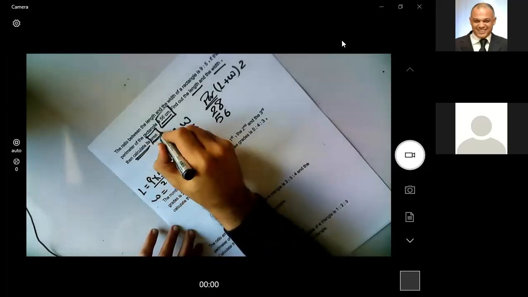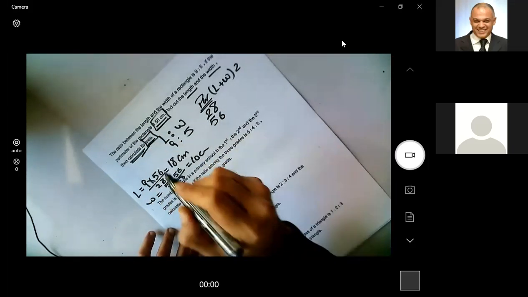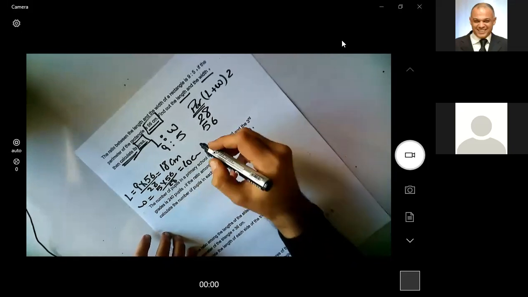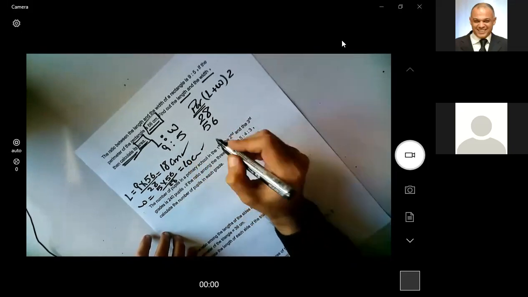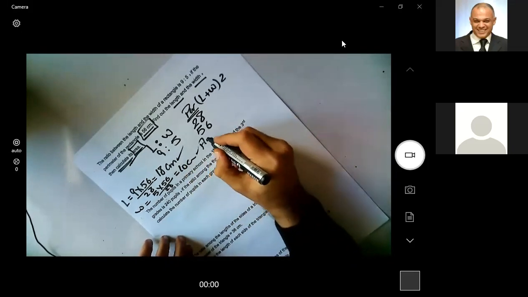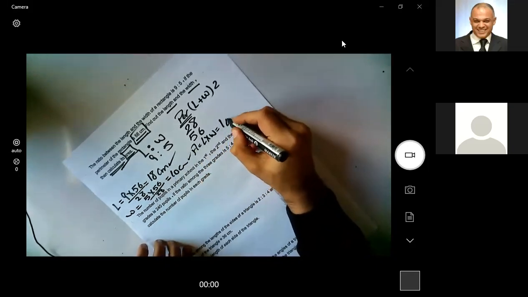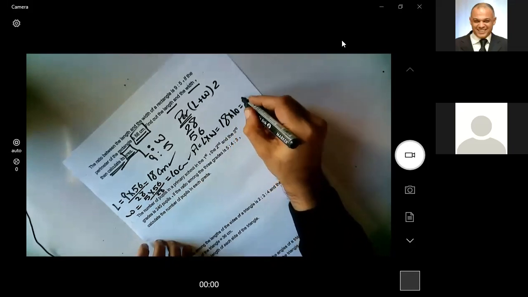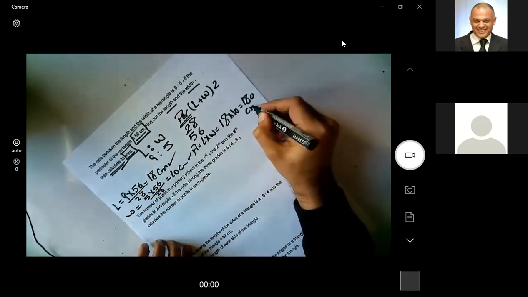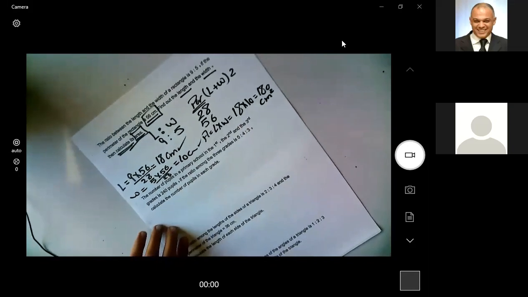Most of us forget to get the area. Here we need to find the area. The real area of the rectangle, using the real length and the real width. So the area will be length times width, 18 times 10 equals 180 centimeters square.